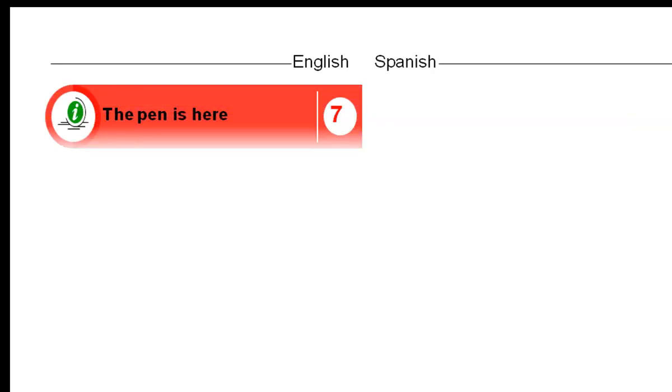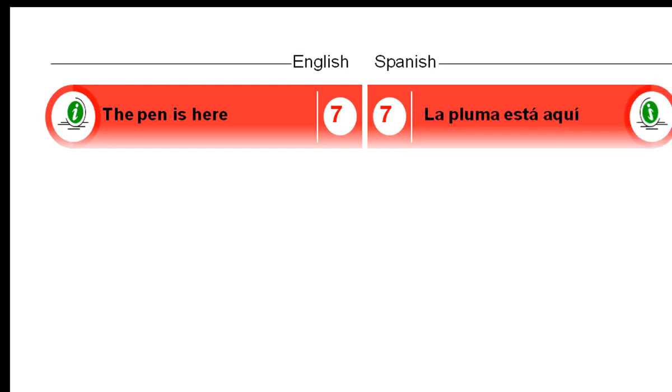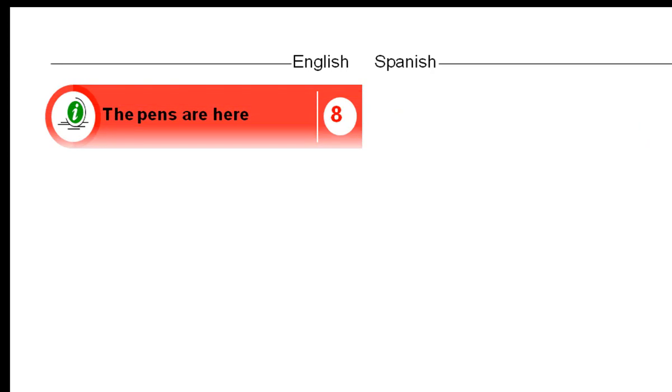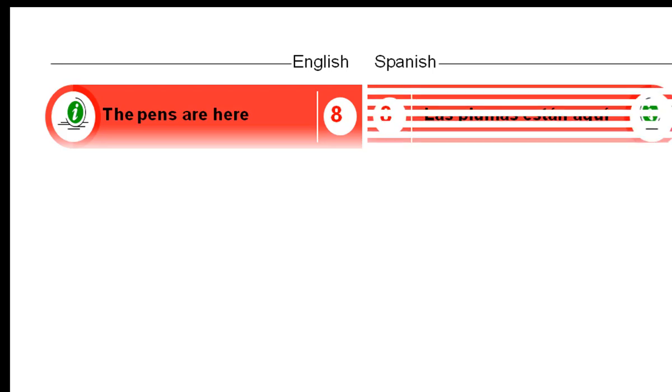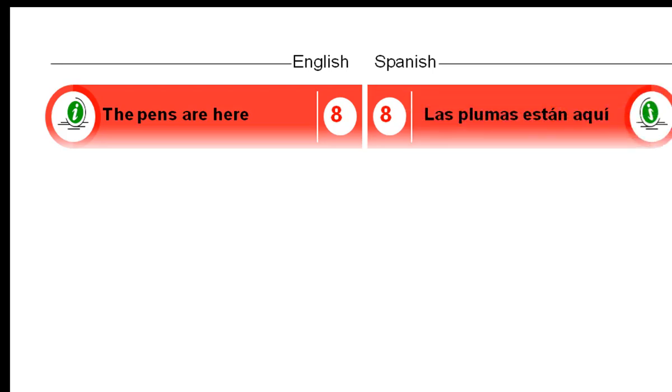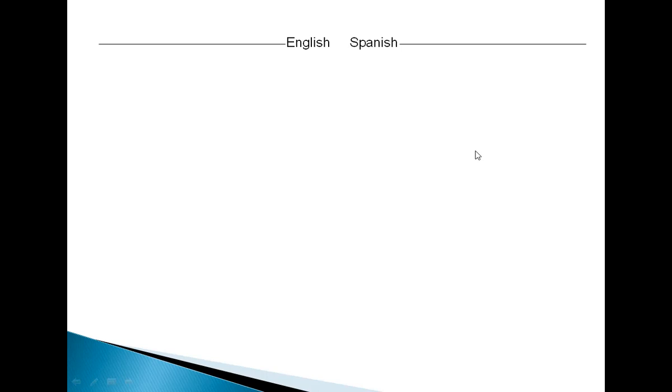The pen is here. Pen, known as pluma. Tell me, the pen is here. La pluma está aquí. And the last example. You would have guessed by now what it's going to be. The pens are here. Las plumas están aquí.